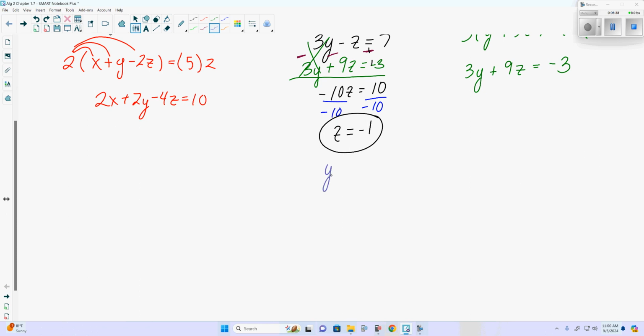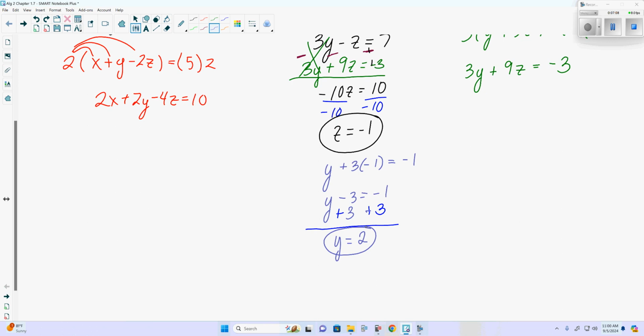So the one we could pick is y plus 3z, so that'd be 3 times negative 1 is equal to negative 1. 3 times negative 1 would be negative 3. Add 3 to both sides, telling us y is equal to 2. And last but not least, we need to pick one of the original equations.